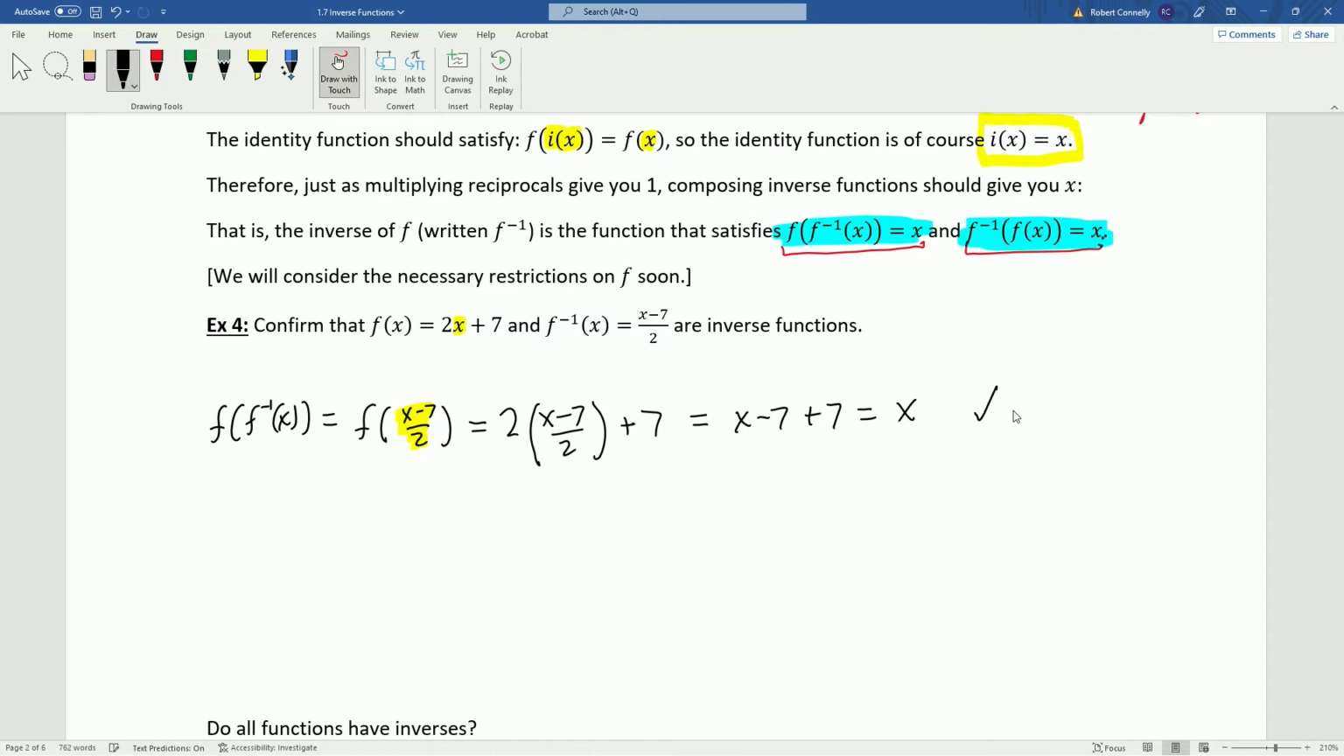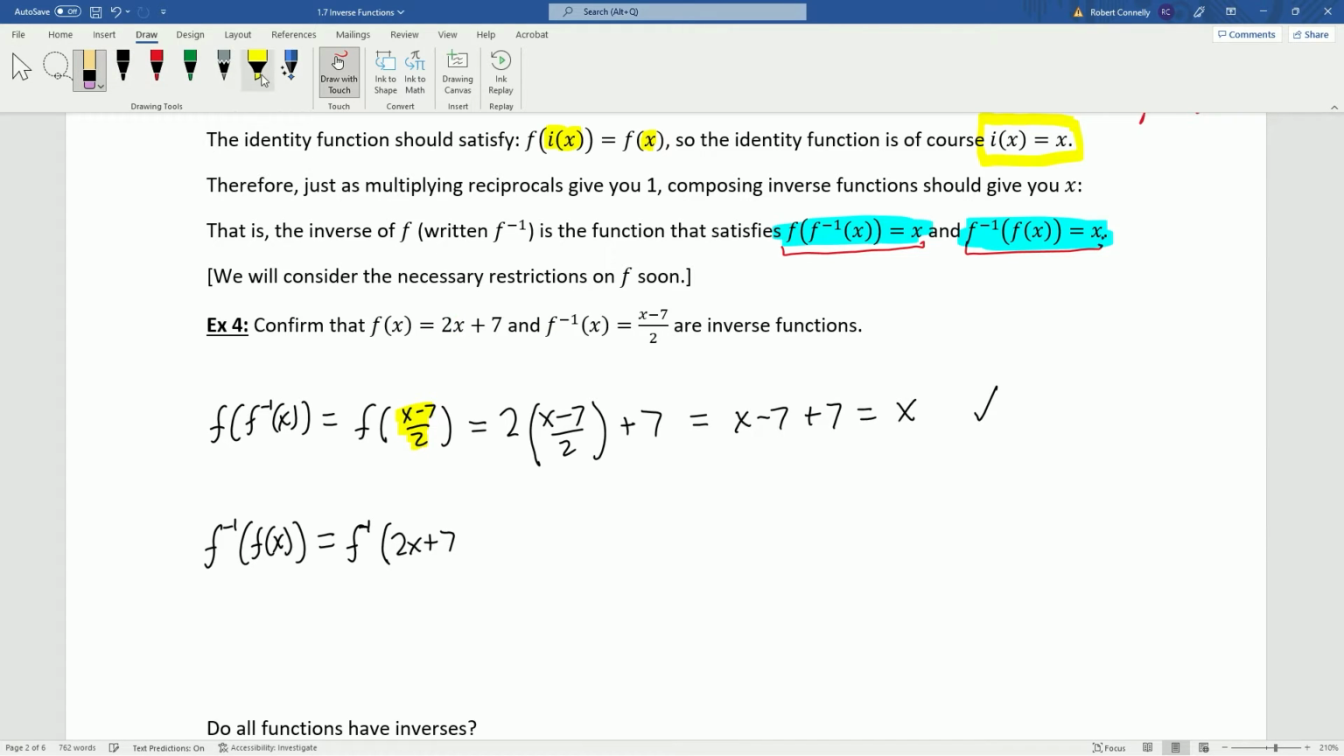So far, so good. But remember, we have to check that it works in both orders, not just when you compose f inverse inside of f, but also the other way around. So f inverse of f of x gives us what? So that's f inverse evaluated at 2x plus 7.